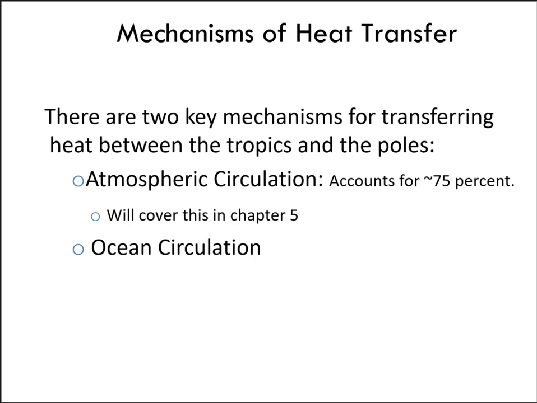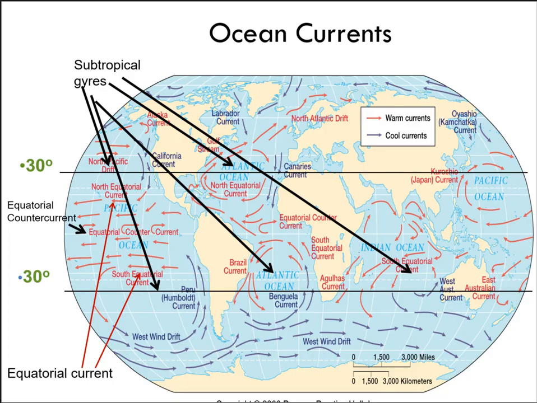We'll hold off on discussing atmospheric circulation until Chapter 5, but we will discuss ocean circulation here in the next slide. So an ocean current can be defined as a horizontal movement of seawater in the ocean. Ocean currents are driven by the circulation of wind above the surface water, interacting with evaporation, sinking of water at high latitudes, and the Coriolis force generated by the Earth's rotation.